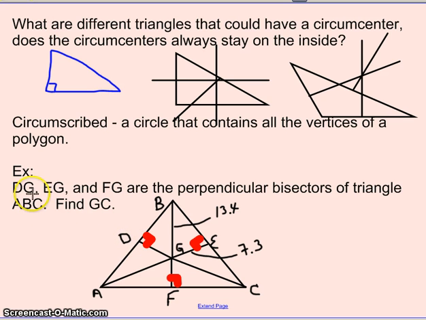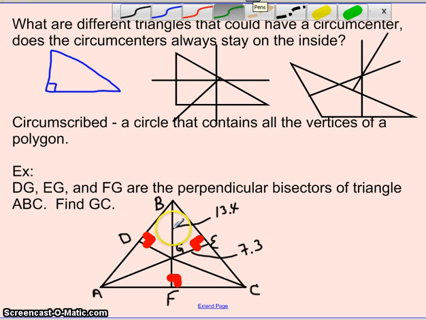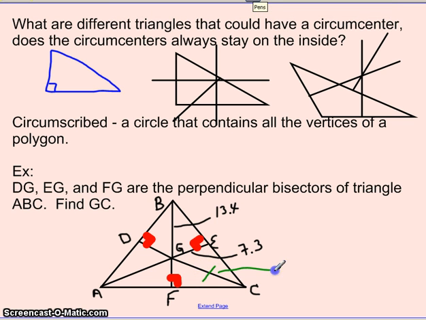All right, let's work the first example here. It says DG, EG, FG are the perpendicular bisectors of the triangle. Find GC. Okay, well, not a whole lot of work for this one because the circumcenter theorem says that if I have the perpendicular bisectors and they intersect at G here, then whatever one of the distances is to the vertices, all of the distances is to the vertices, that same distance. So if this one's marked 13.4, then this one has to be 13.4 also.